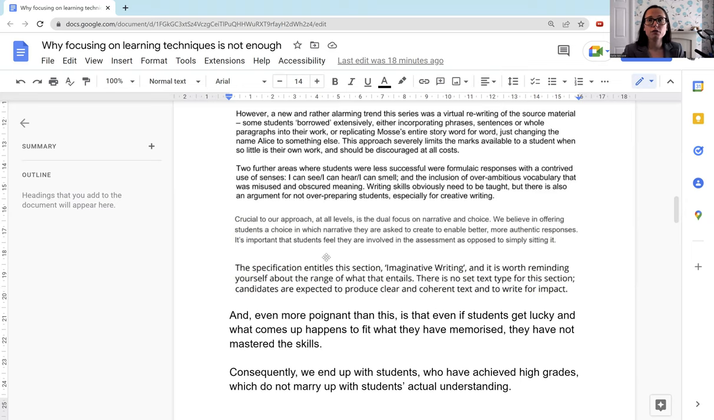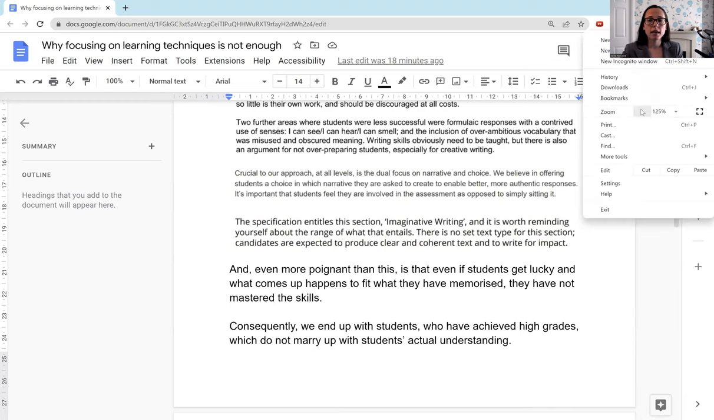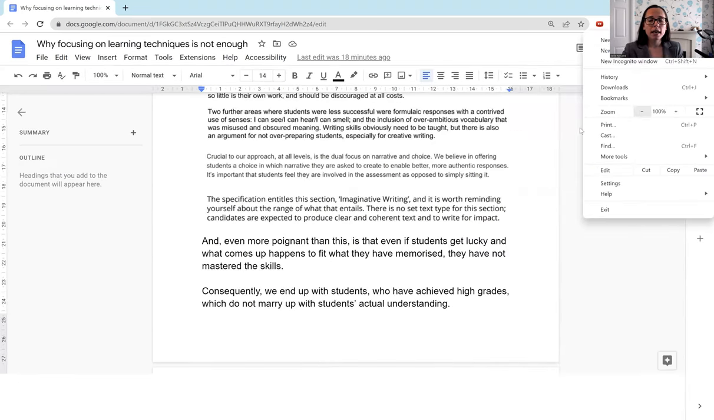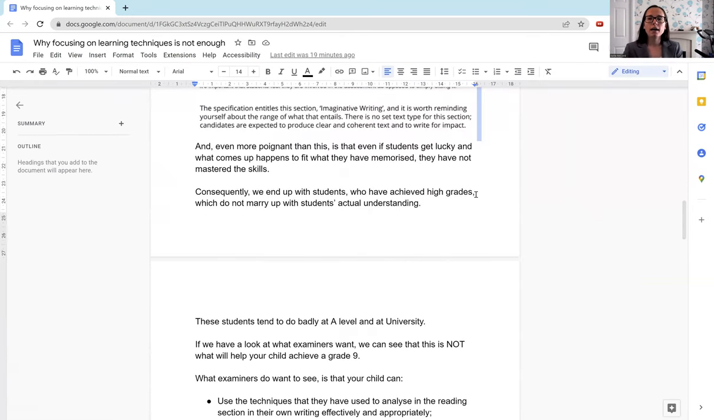And the last one here is from Edexcel. The specification entitles this section imaginative writing, and it's worth reminding yourself about the range of what that entails. There's no set text type for this section. Candidates are expected to produce clear and coherent text and write for impact. Now, the reason why that's important, again, is because where students are taught formulaic responses, they often are taught a specific genre or writing style and are led to believe that that's going to get them the most marks, which is not the case. It's about answering the question.